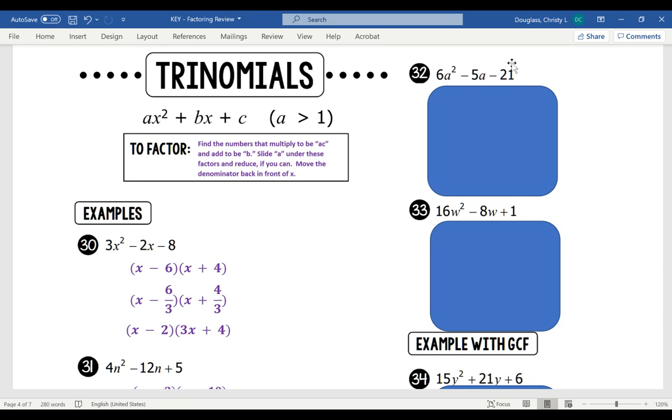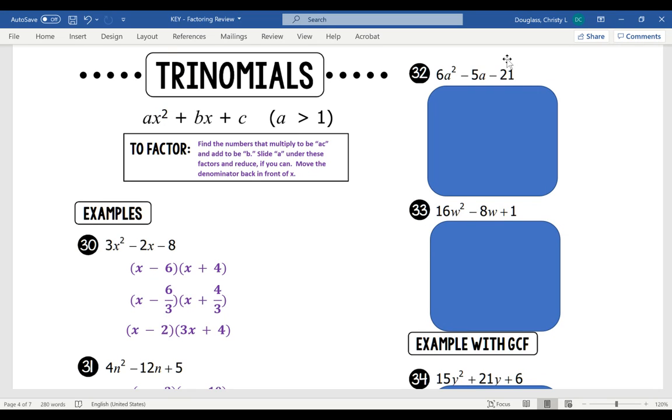The first thing I note is that my numbers will have different signs. I'll have a positive and a negative because a positive times a negative is a negative. I know when I add these two numbers together, I'm going to get negative 5. So the larger number will carry the negative sign for me. Once again, I'm going to be very systematic. I'm going to multiply 1 times negative 126, and I'm going to write that down. I'm going to note that when you add 1 and negative 126, you don't get negative 5.